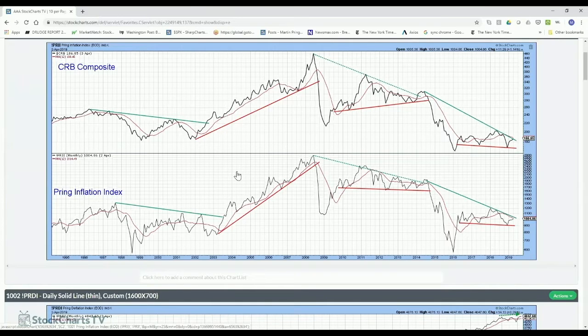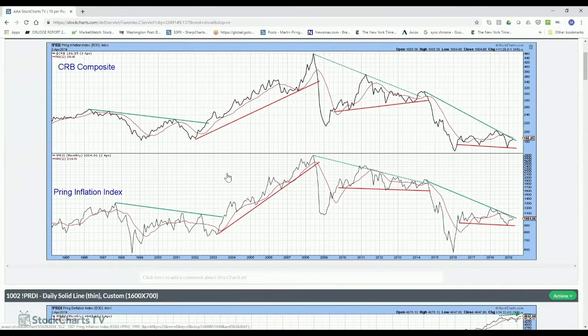So that's why I look at these long-term charts to try and give me an overall long-term view about whether commodities are going up and going down. And obviously, I look at the CRB composite, but I look at what the stock market's saying as well, because I want to get both the stock market agreeing with what's happening with the commodity markets.